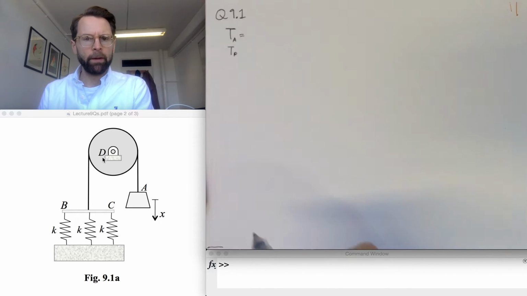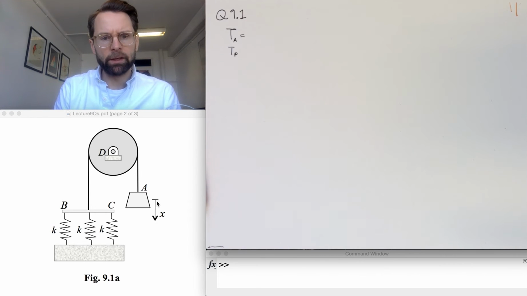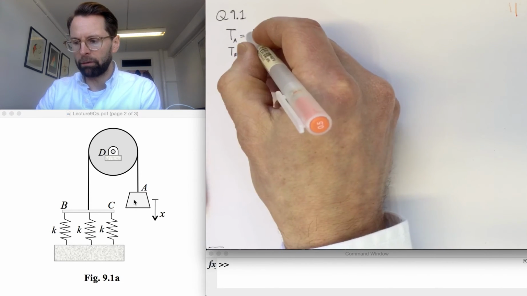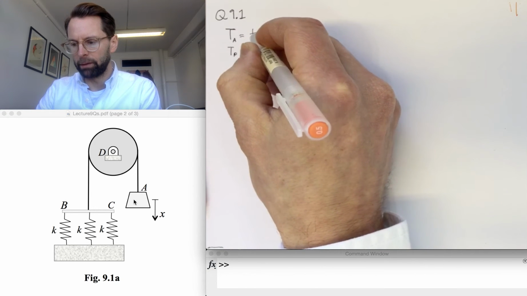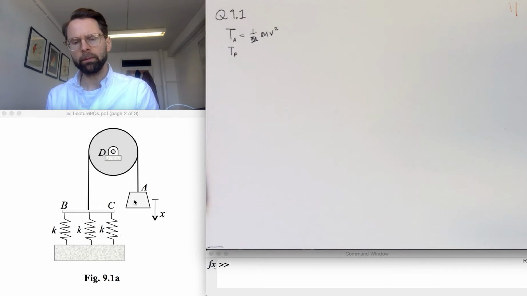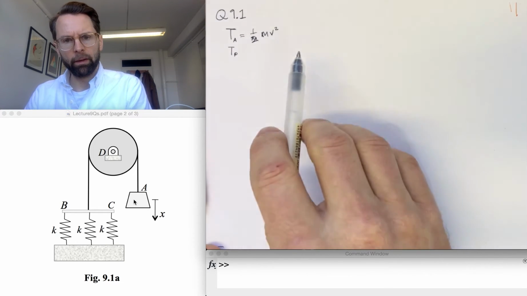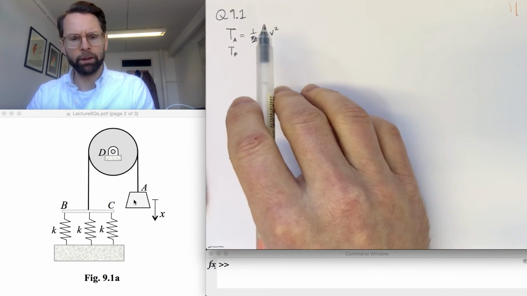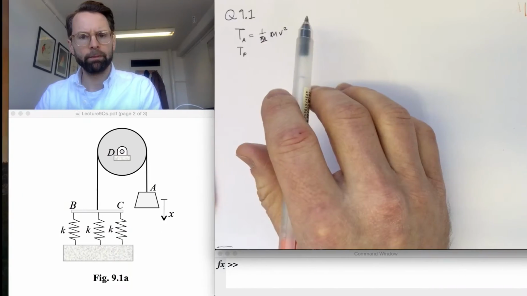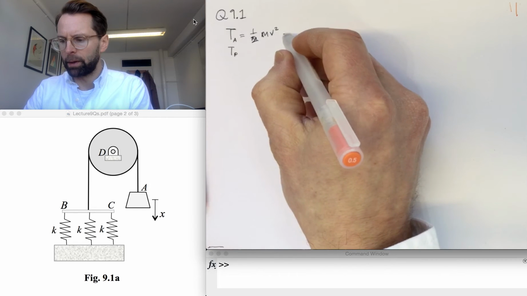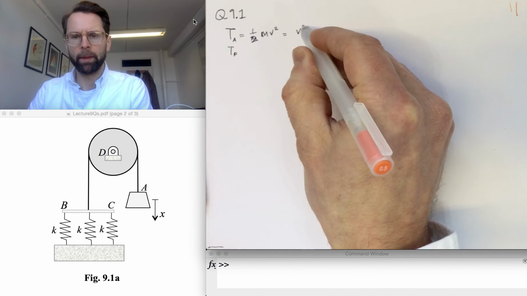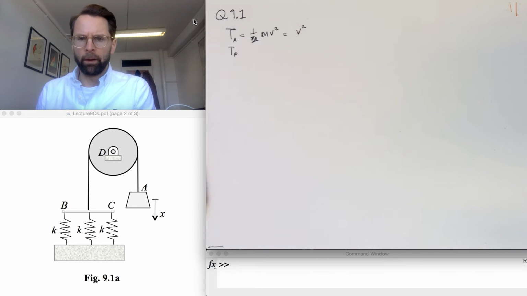So the kinetic energy of the mass A is simple enough. It's just half mv squared, and m is given in the question. That's 2 kilograms. So that's simply 2 divided by 2 is just v squared.